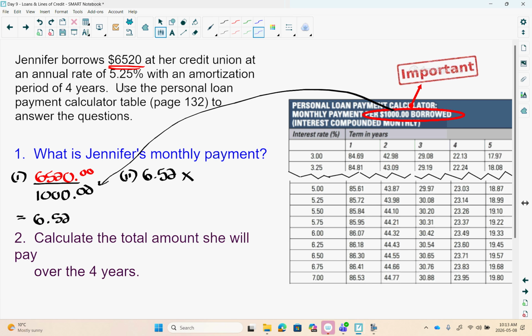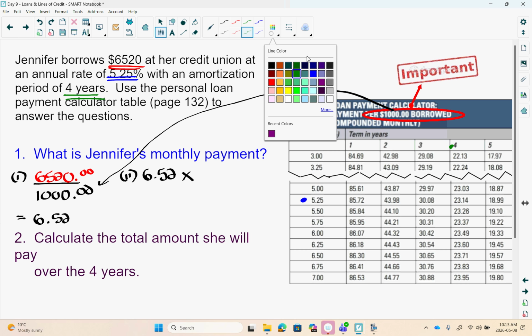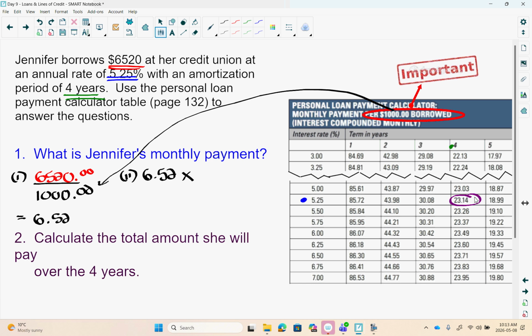What's the interest rate? 5.25. So I'm going to come down to this row. And how long did Jennifer borrow it for? 4 years. So I'm going to go 1, 2, 3, 4 years. And where do those numbers meet? I go across the row and down the column. Do you agree they meet at this magic number here, 23.14? That's what I'm going to multiply the 6.52 by.